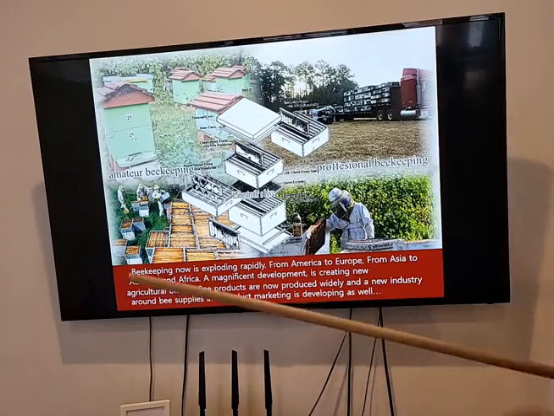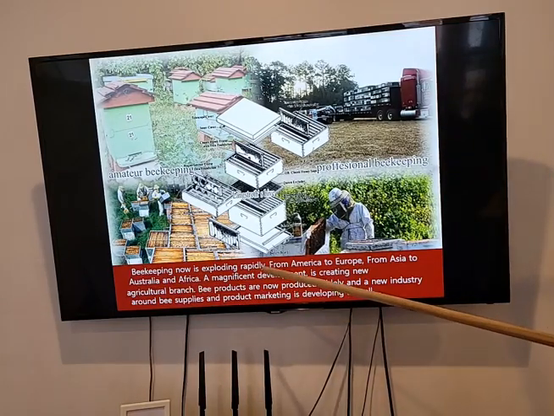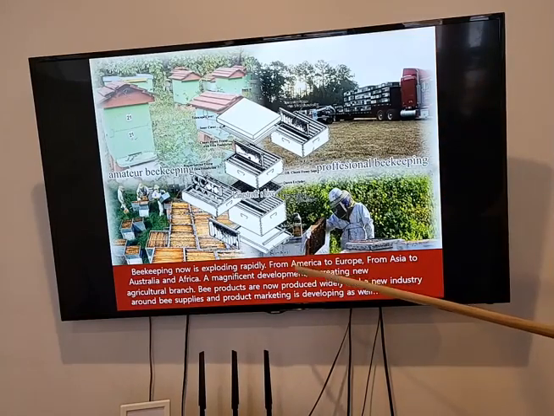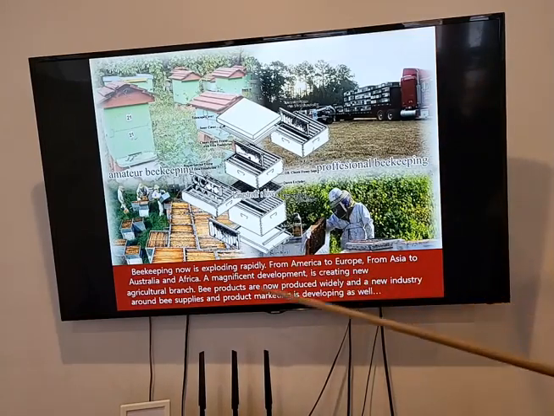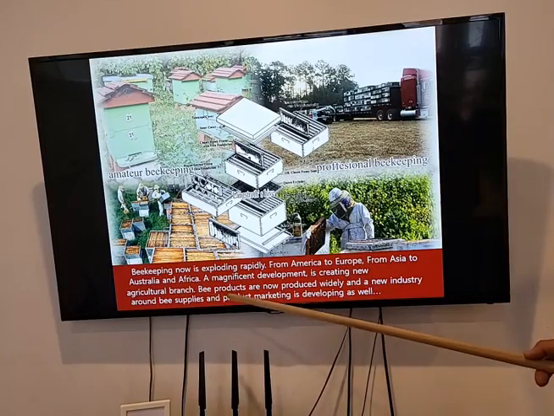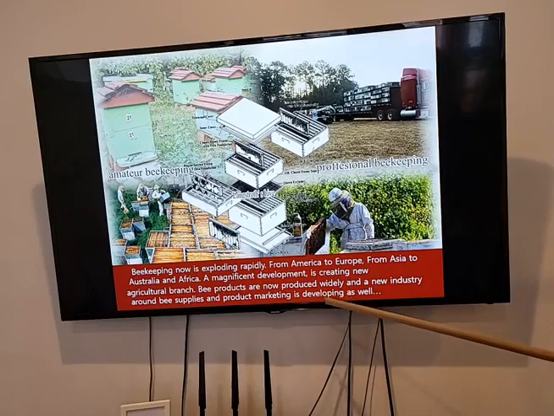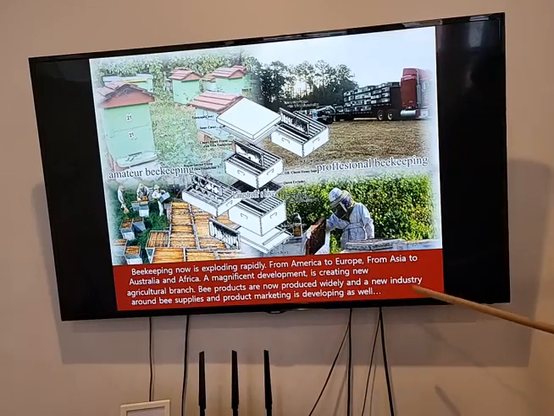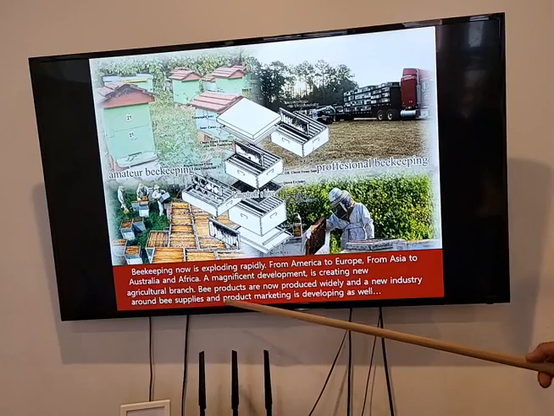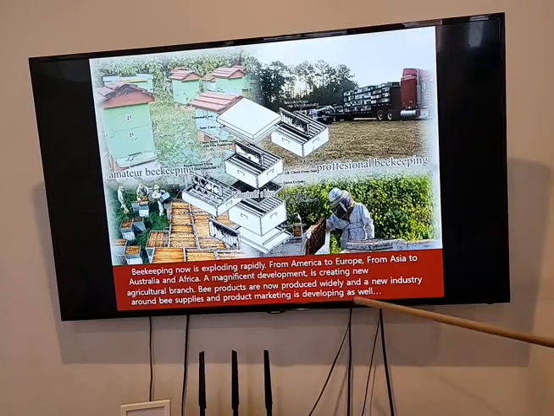Okay, beekeeping now is expanding rapidly because of Lorenzo Langstroth, from America to Europe, from Asia to Australia and Africa. A magnificent development is creating a new agricultural branch. Bee products are now produced widely, and a new industry around bee supplies and product marketing is developing as well. If you understand English, you understand the message of this slide.